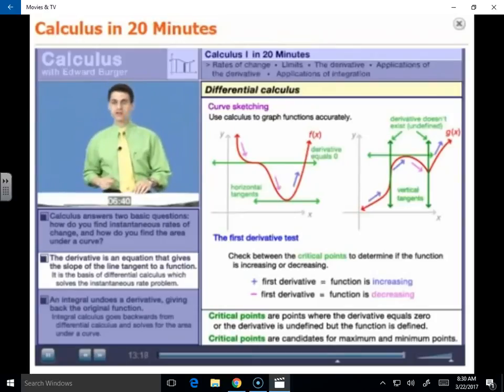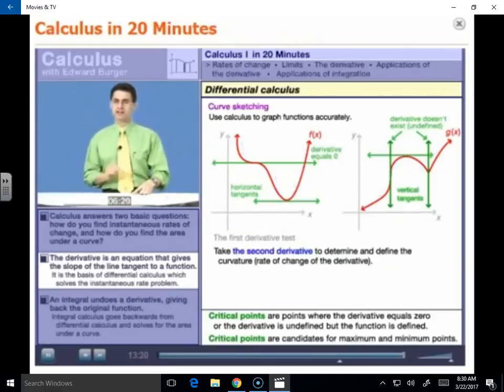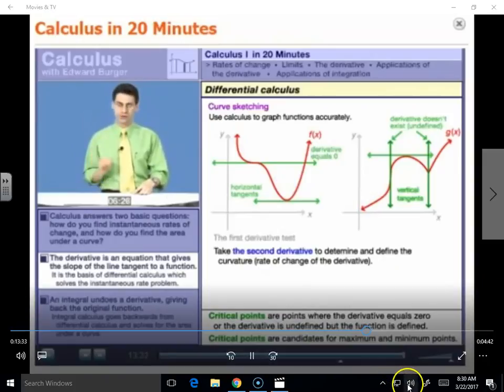Now, how do you figure out the curvature? The curvature is given by the rate of change of the derivative, how the derivative is changing. So what you do there is you take the derivative of the derivative. So you look at the second derivative, and where the second derivative is 0 are potential points of inflection, points where the concavity changes.